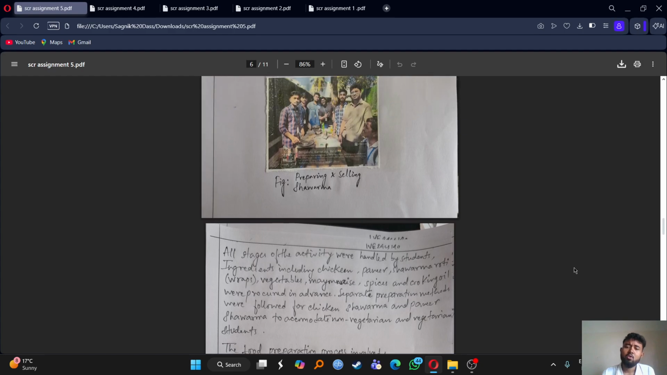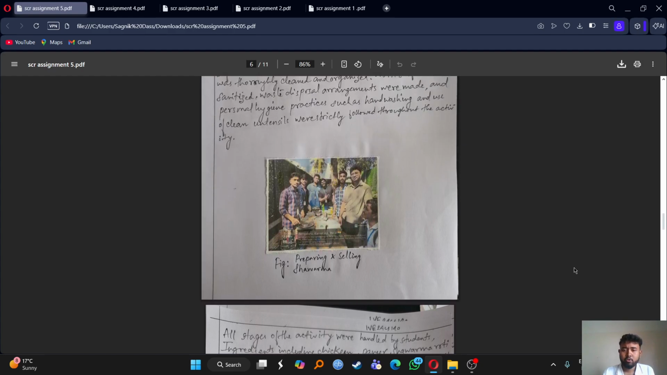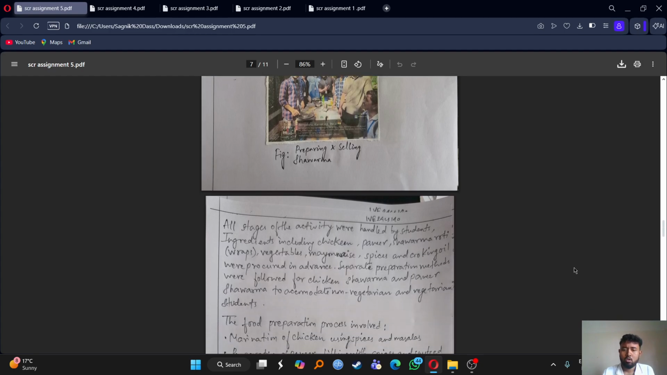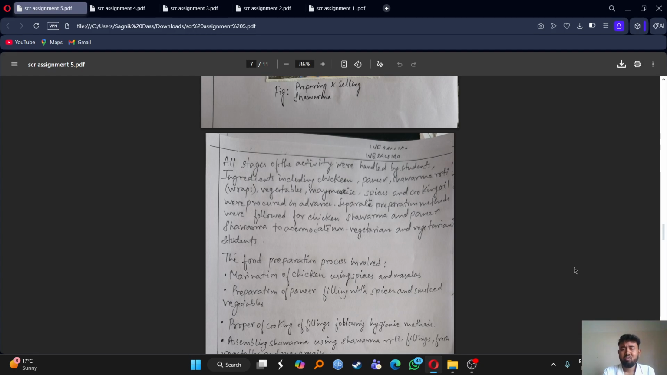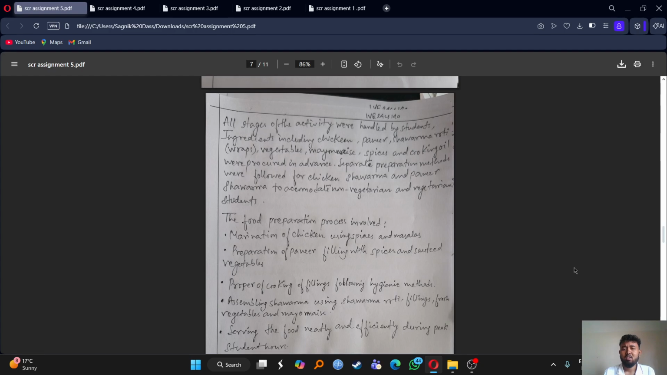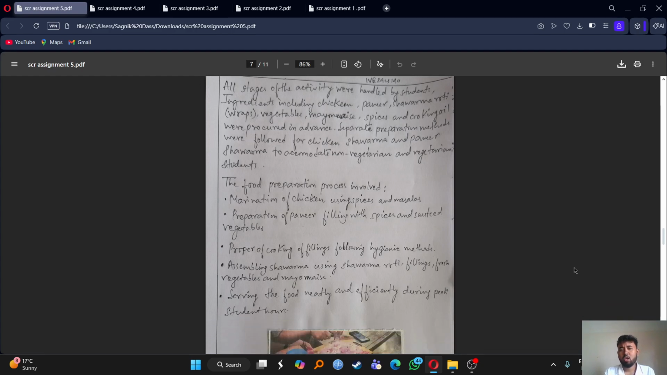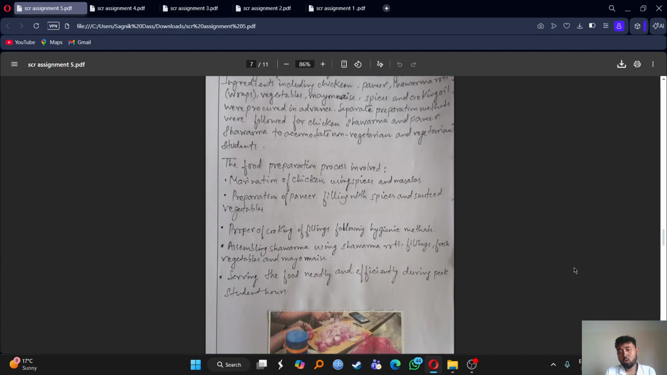You can see we have the photo during the preparation and selling of the shawarma. All stages of the activity were handled by the students. We used chicken and paneer. Yes, we kept the veg and non-veg options both for people of various food habits. We used shawarma roti, wraps, vegetable mayonnaise, spices, and cooking oil. We used good quality sunflower oil for cooking. So the quality control was very good for us.